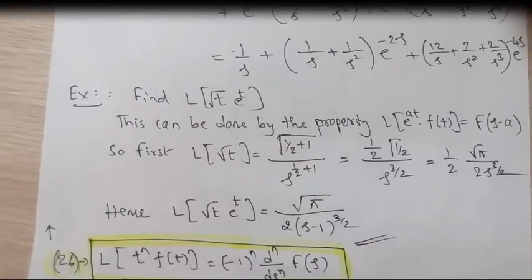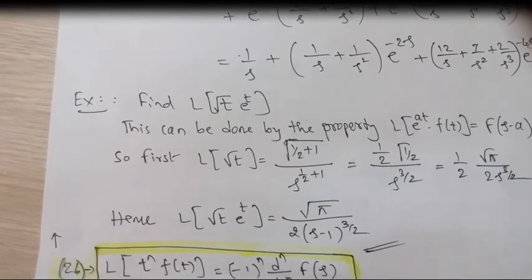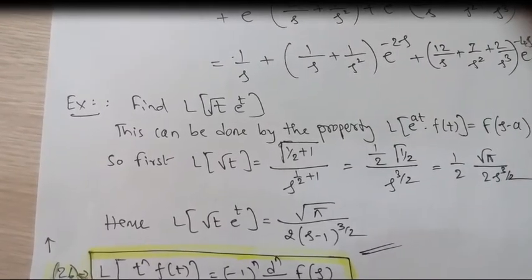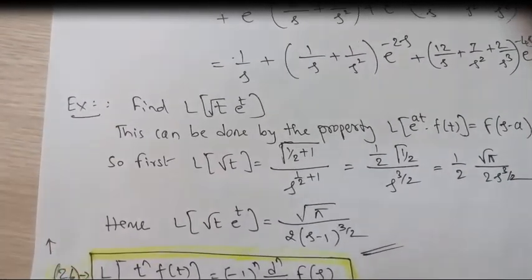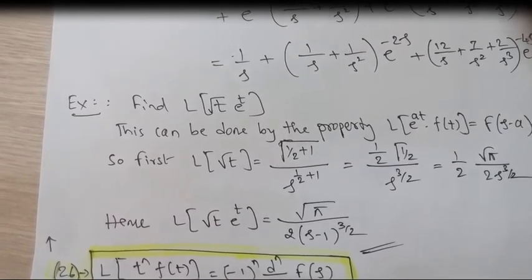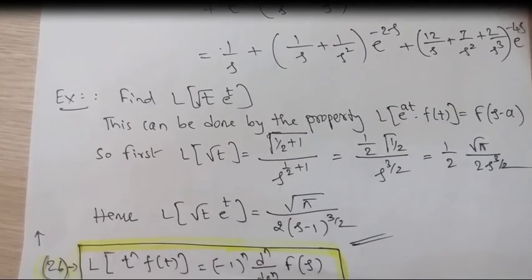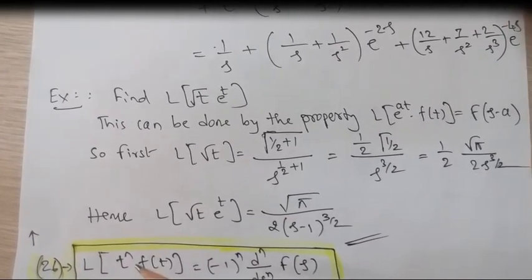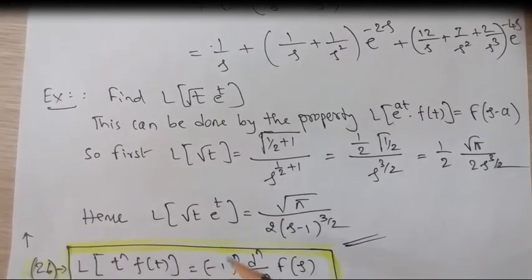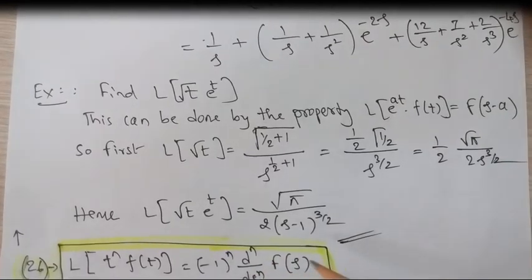And add 26 to the list of results. We discussed up to 25, and we also discussed the property: the Laplace transform of t raised to n into f of t is equal to minus 1 to the power n, the nth derivative of f of s.